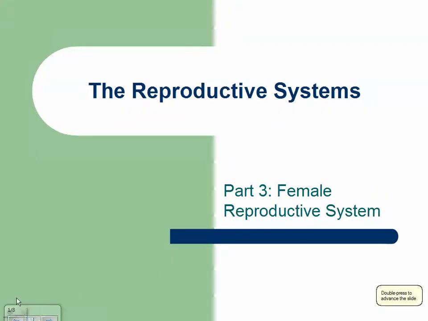Welcome to part 8 of our reproductive systems lecture. This is going to talk about the female reproductive systems, and it's going to match page 553 to 556, and then we're also going to talk about the mammary glands, which you can find on page 561.